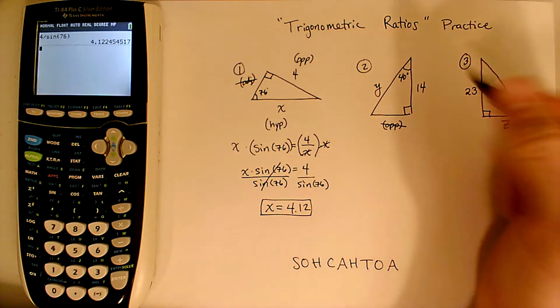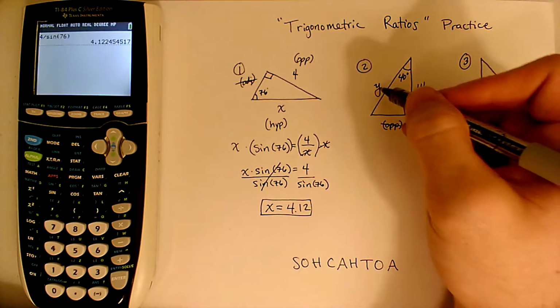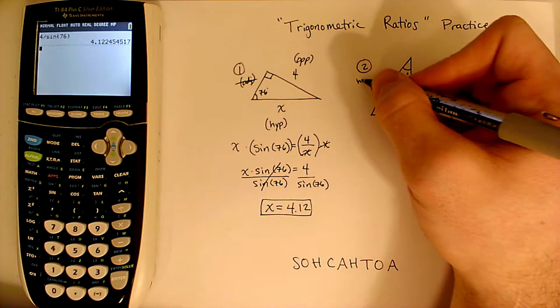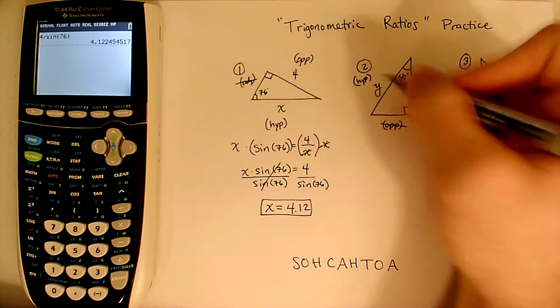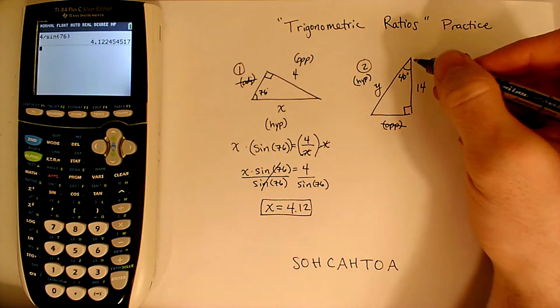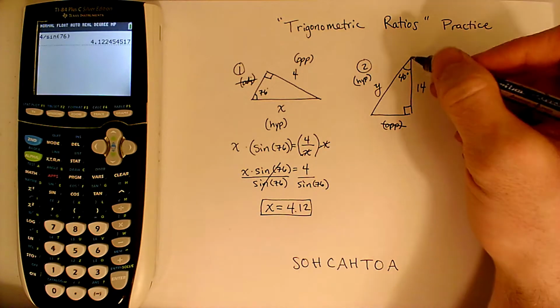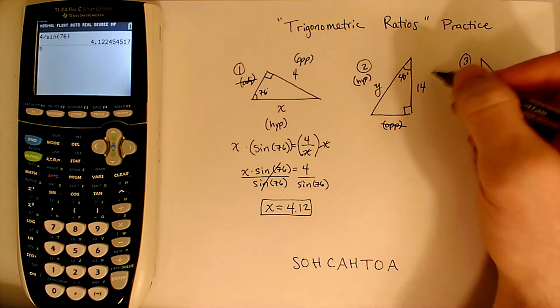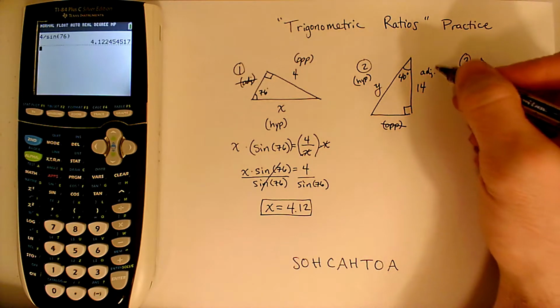I'm just going to draw a little slash through that. The side across from the 90 is my y, that's the hypotenuse. I'm going to go ahead and label that as my hypotenuse, and that's what we're going to be finding, is the y. And then the last side that I haven't labeled is connected to the 40 degrees. It makes up one of the legs, and it's not the hypotenuse, so that must be my adjacent side.